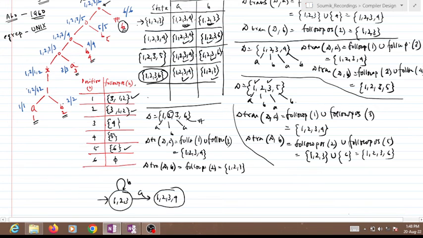Now in 1 2 3 4, if we give A, there will be no change, so we will be in the same state. If we give B, then we will move to the 1 2 3 5 state. Now in 1 2 3 5, if we give A, we will move to 1 2 3 4. In the 1 2 3 5 state, if we give B, then we will move to the new state, that is 1 2 3 6.